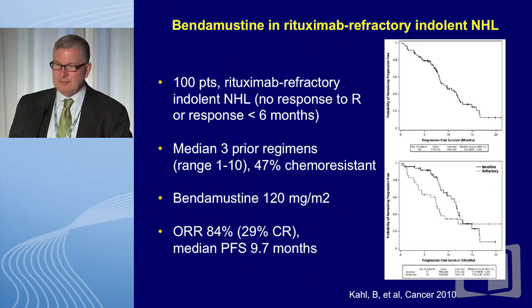Call presented this study. This was in the rituximab refractory population, one of the first studies to really define that as no response or less than 6 months to rituximab. So this is a more refractory patient population, a less relapsed patient population, with a median of 3 prior regimens. Half of them were chemo-resistant, so a little bit of a hodgepodge, but at least all of them were resistant to rituximab, and half of them were resistant to chemotherapy. The overall response rate's 84%. Median progression-free survival, however, 9.7 months.